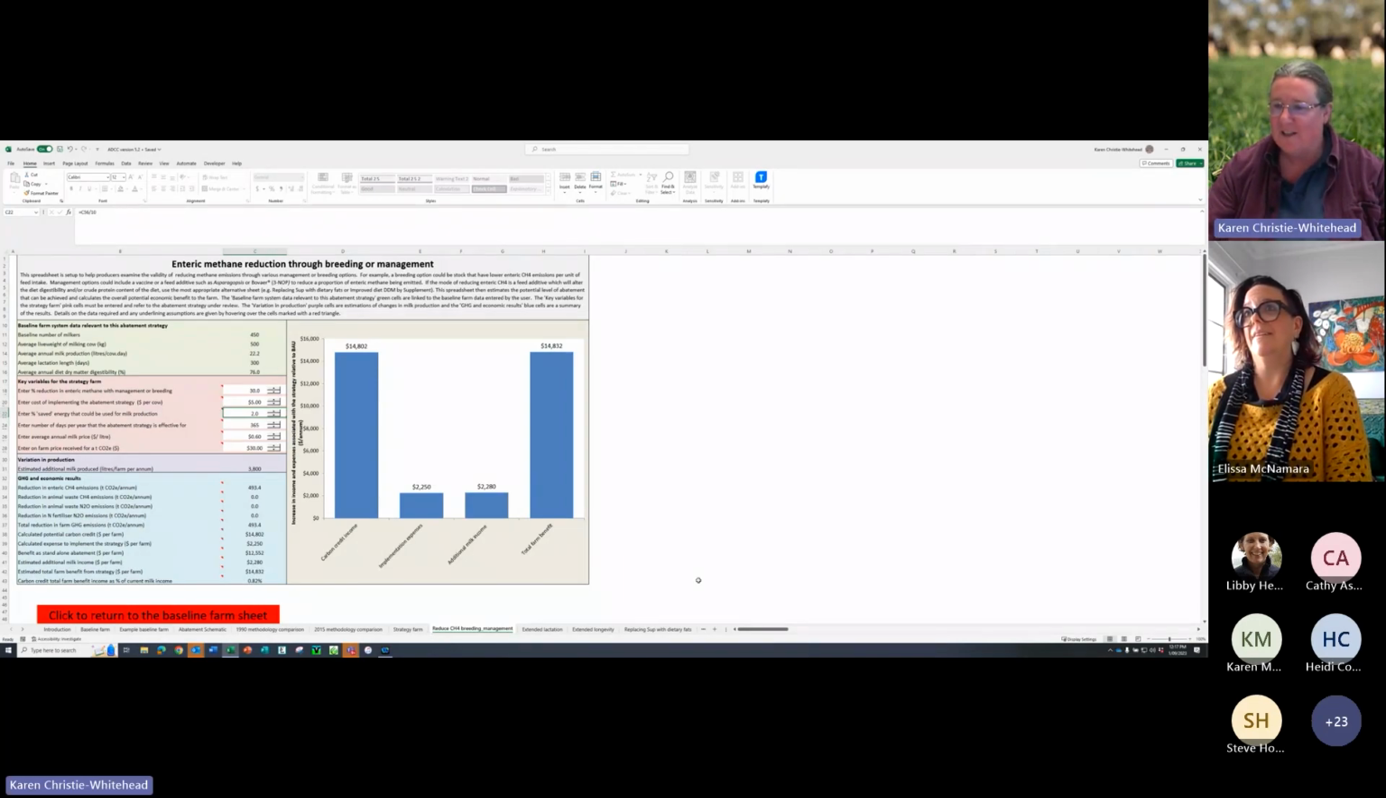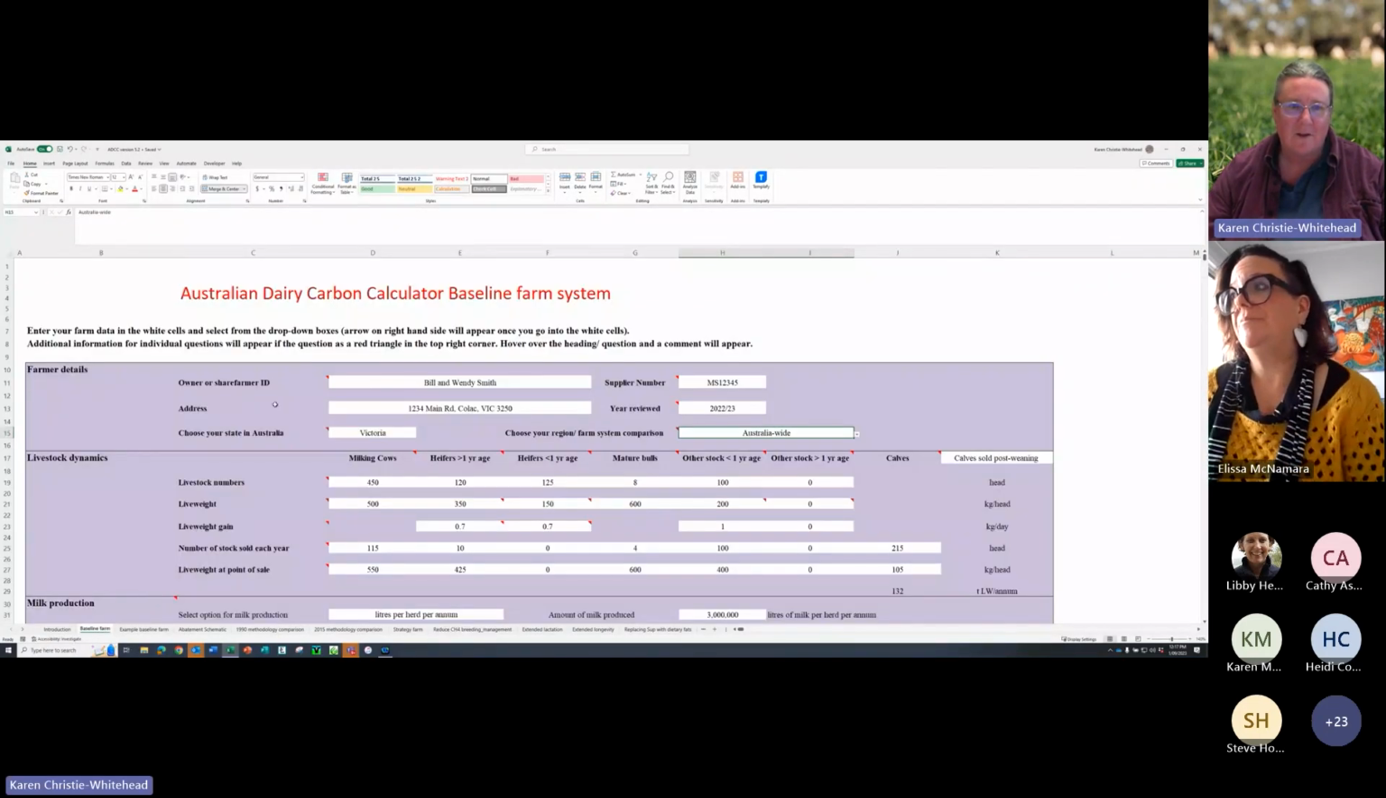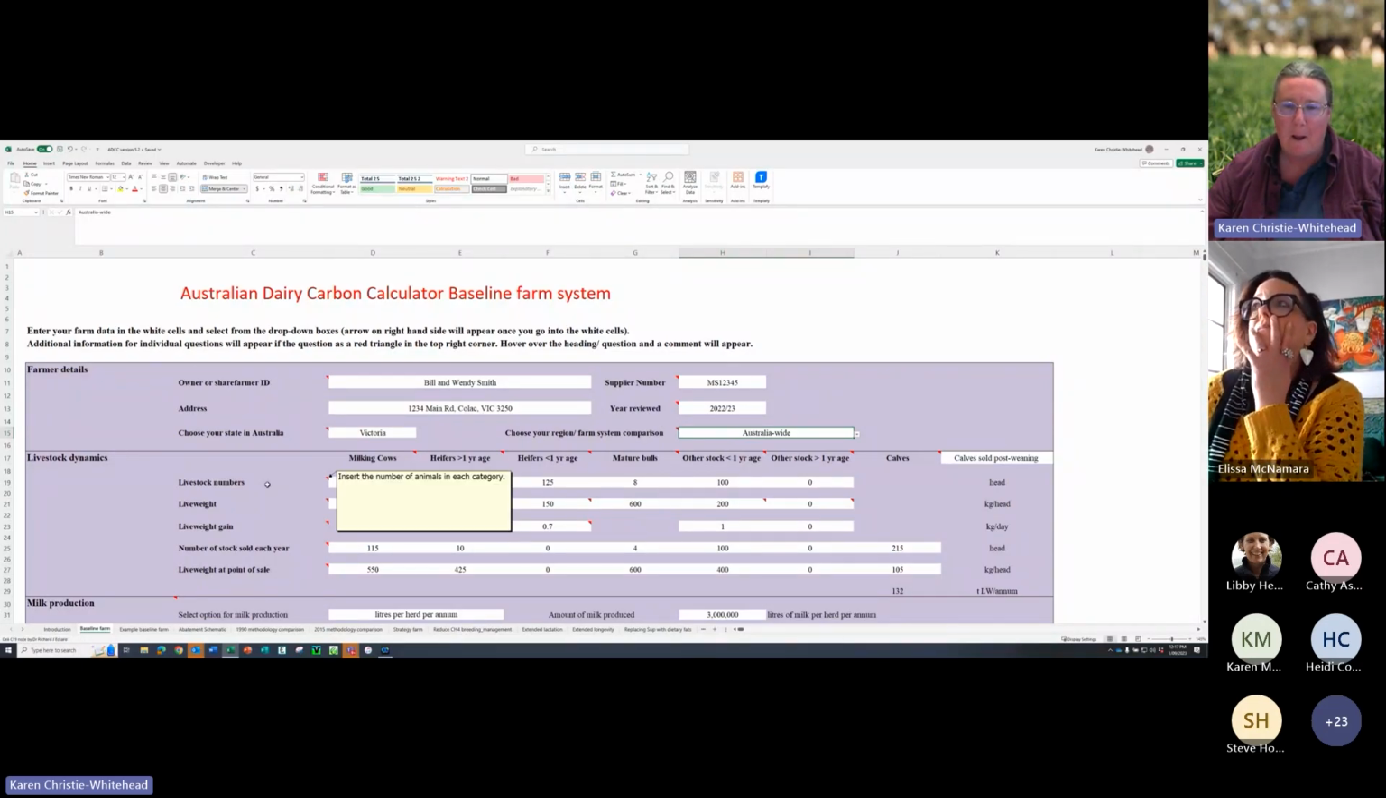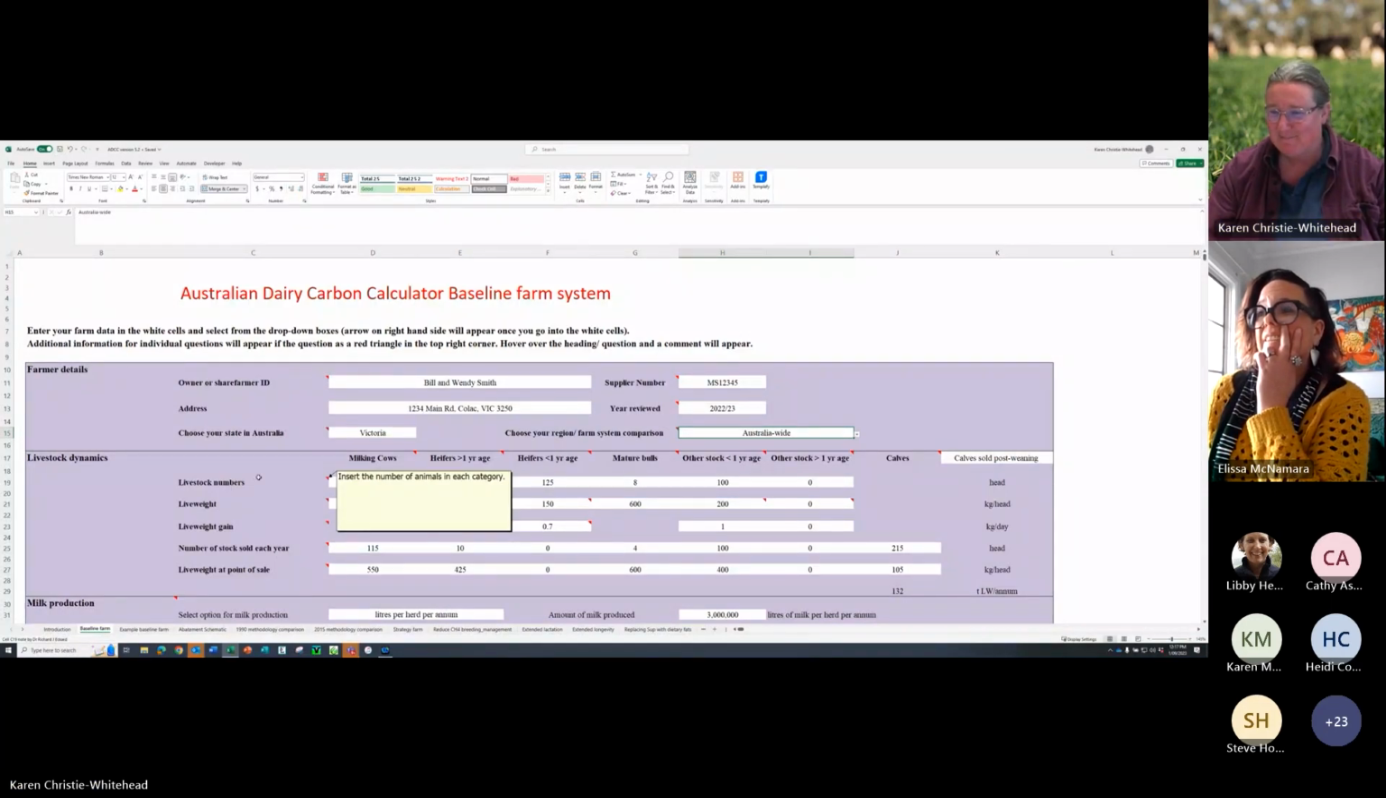There's lots of information in the manual. So if in doubt, look at those drop down help messages, look at the manual, look at the example baseline farm, talk to your colleagues, talk to us. We'll get you there. So, questions?